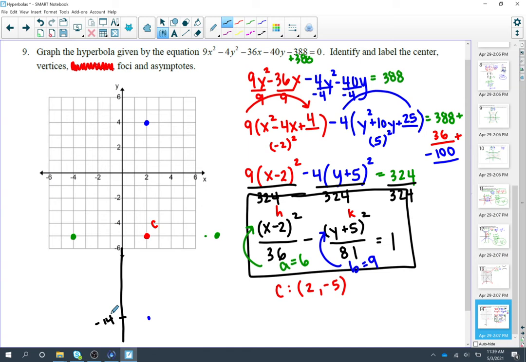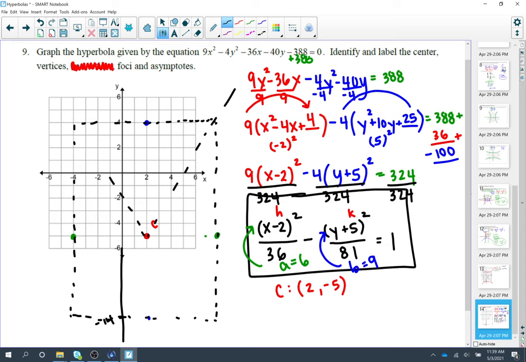Okay, from there, if we want to continue graphing, remember that we have to create our box. So I'm going to come out, I'm going to come down, going to go over, going to go up, and then I'm going to come from my center out through my corners. Keep in mind this bottom part might look a little off because we went off our graph. And then we can graph our hyperbola.